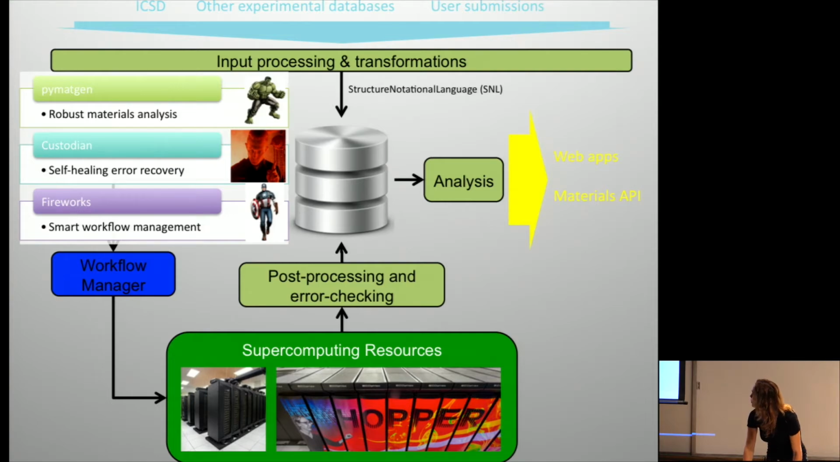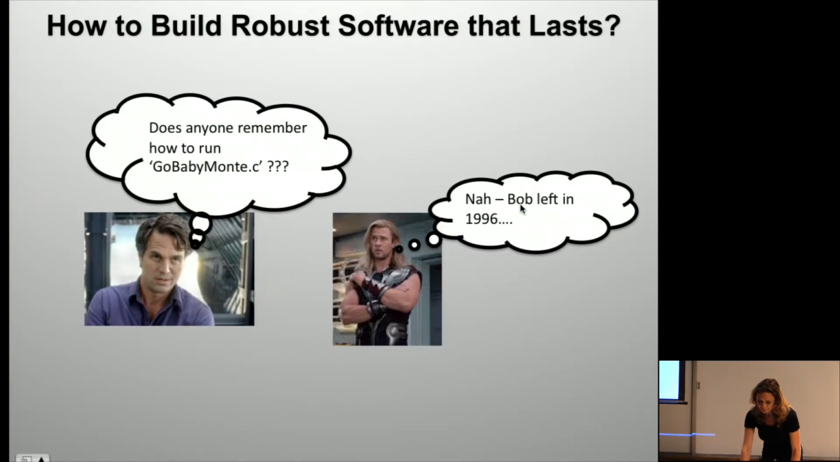And then, of course, we post-process, we error check, we make sure after we've run all these, and we have an analysis software, the pymatgen one, and then we disseminate it through the web or the API. We tried really hard to move away from the academic code development model where you develop for yourself, fast and dirty.